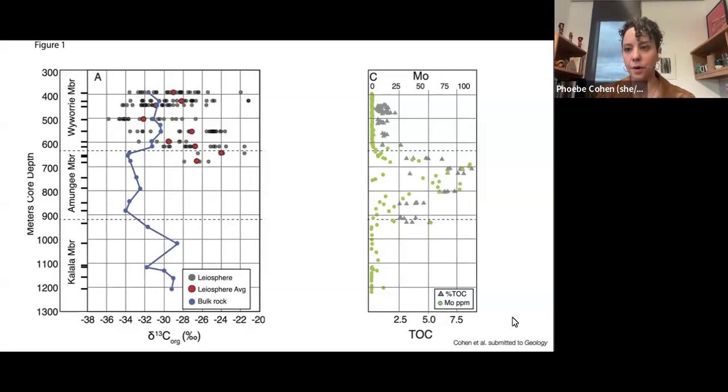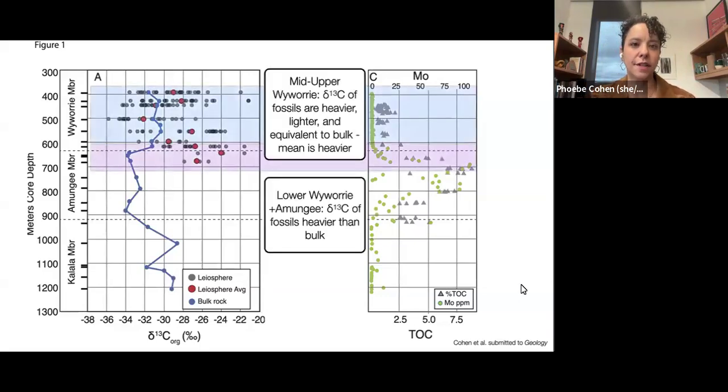So the blue line is our bulk rock organic carbon data. Each gray dot is an individual measured fossil, Leiosphaeridia. They're smooth-walled fossils, acritarchs. And the red dots are the average for each horizon. Things to notice are that in the mid to upper Wollogorang, the delta C13 of fossils is heavier, lighter, and equivalent to the bulk, but the mean is overall generally enriched. Whereas in the middle section where we have samples, the delta C13 of fossils is always heavier than bulk. And there are no fossils after this horizon. These tick marks over here represent all of our sampled horizons.